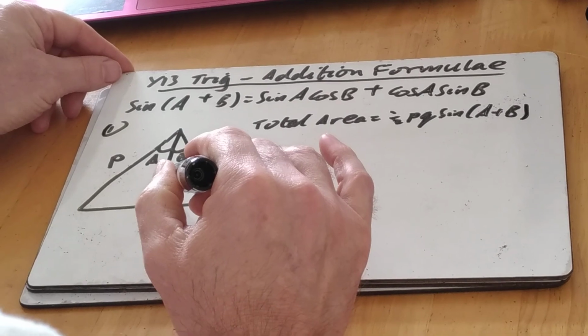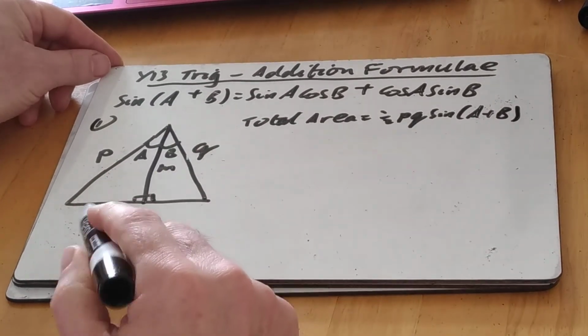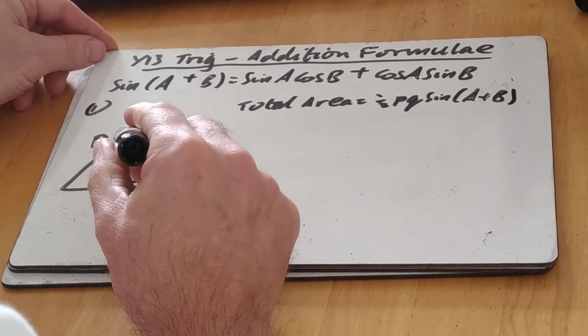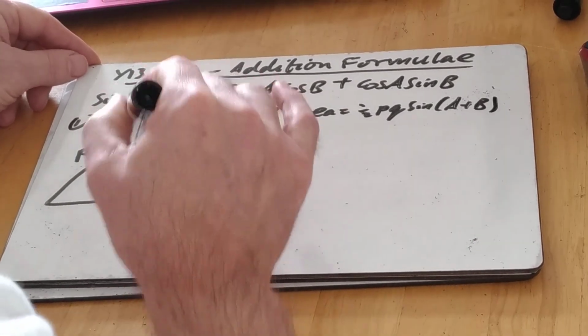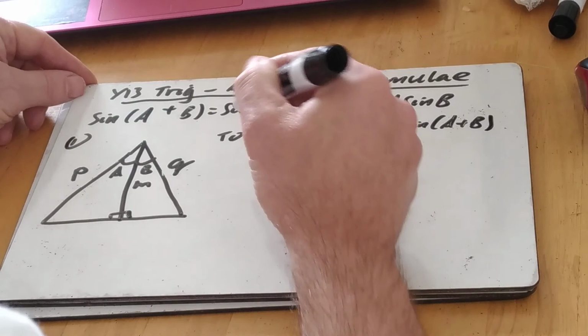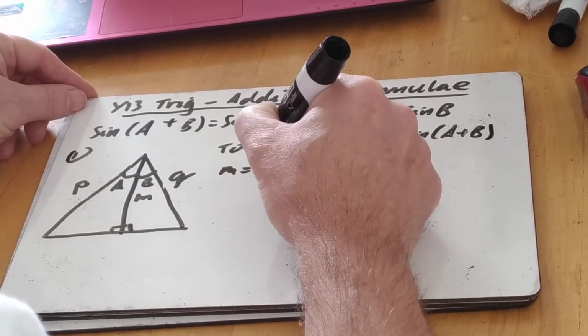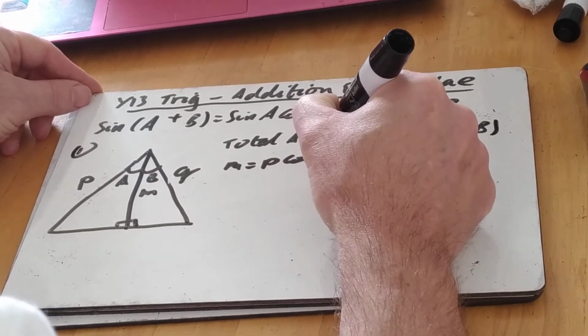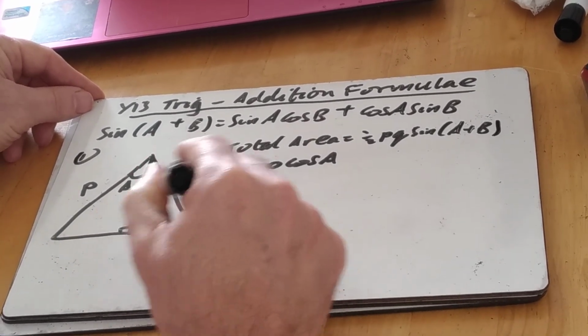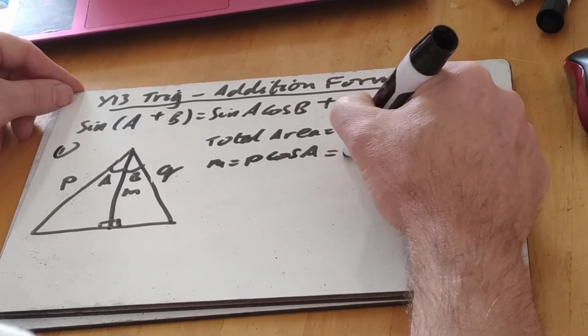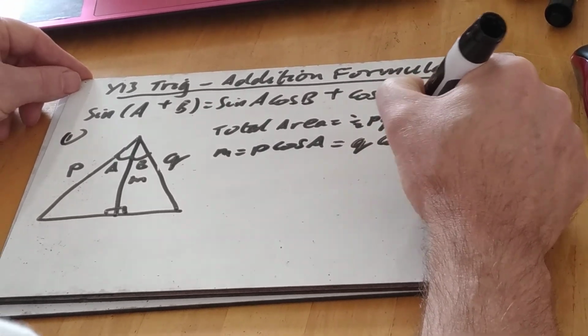Now, with a little bit of basic trigonometry, I can say that, and I'll use it at some stage, so we'll write it down. Cos A equals adjacent over hypotenuse, m divided by p. I can rewrite m equals p cos A. And from this triangle, cos B equals m over q, so I can rewrite m equals q cos B.